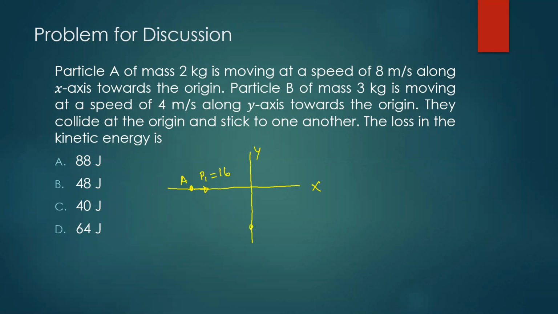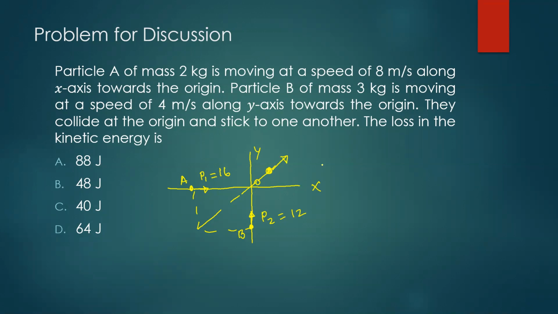Now particle B is moving along y-axis, again towards the origin. So what is the linear momentum here? Let's take that as P2. So that is 3 into 4, so that is 12. Now, once they collide, they're actually sticking to one another. So now if you look at the direction, that's the direction of linear momentum. So that means once they become one object, the linear momentum should be in this direction.